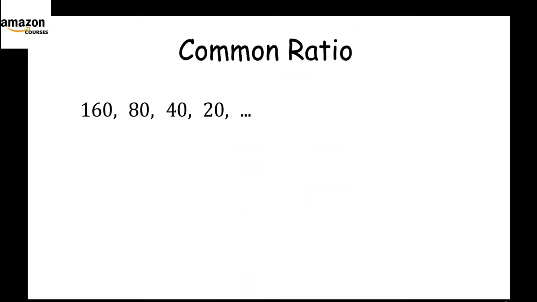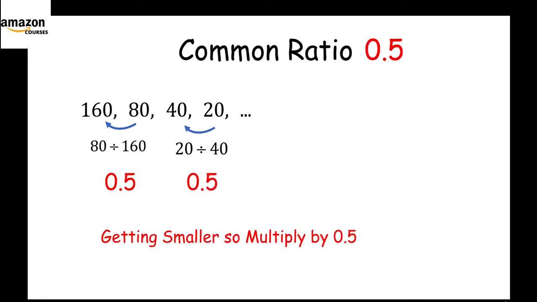All right, let's take a look here. We see the numbers are getting smaller, so they're being multiplied by a number less than 1. So let's see what that is. We're going to take 80 divided by the previous number, and 80 divided by 160 is 0.5. Let's try 2 more. 20 divided by 40, 0.5. So the common ratio is 0.5. They're being multiplied by a number smaller than 1, so the numbers are getting smaller.